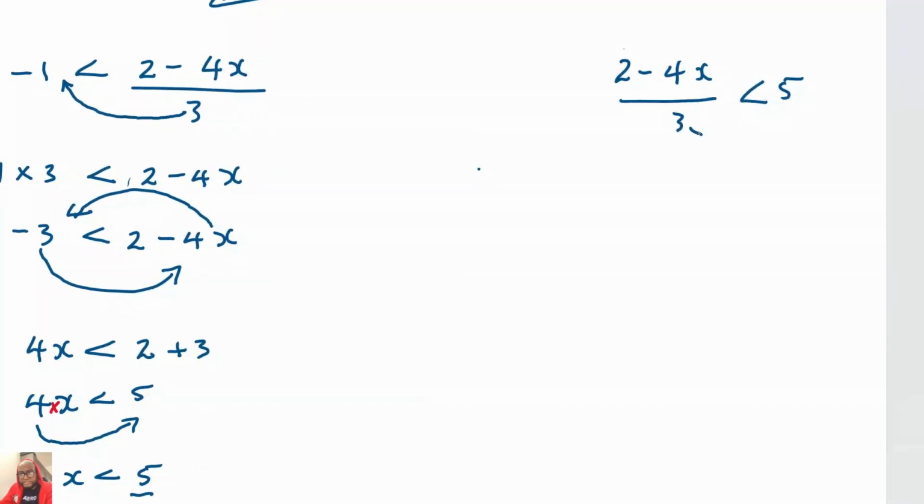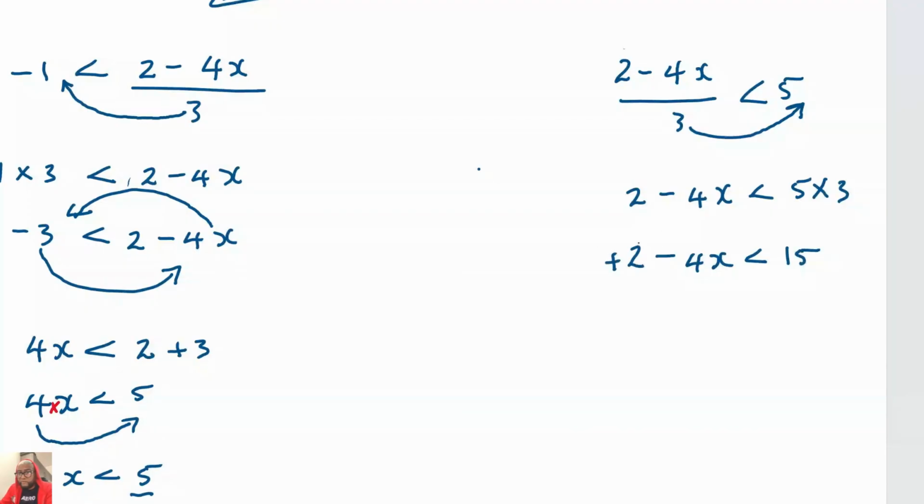Same thing. You're moving this 3. When I carry 3 here, what do I do to it? What do I do with 3 when I carry it to the right? Multiply. So less than 5 multiplied by 3. 2 minus 4x is less than 15.